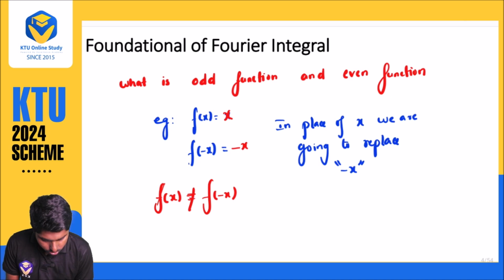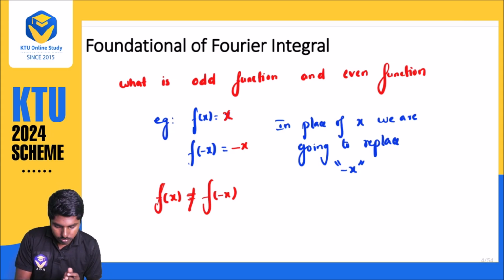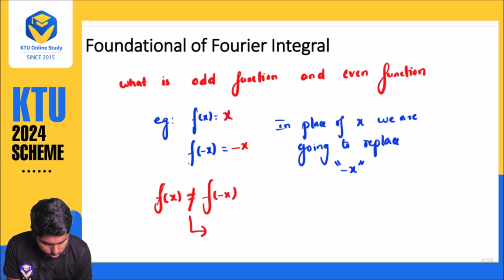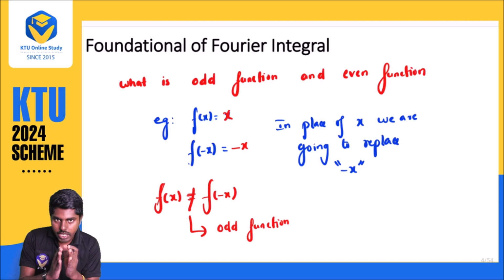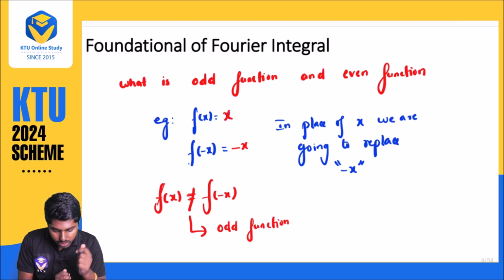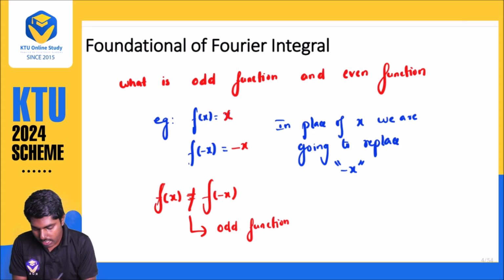It is not equal to f of minus x. When such a condition comes, f of x is not equal to minus f of x, we will say it is an odd function. So whenever f of x is given in the question and we replace x with minus x, and both are equal, we will call it an even function. If it is not equal, we will call it an odd function.